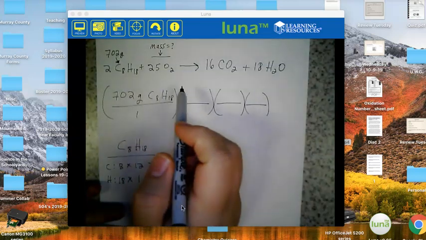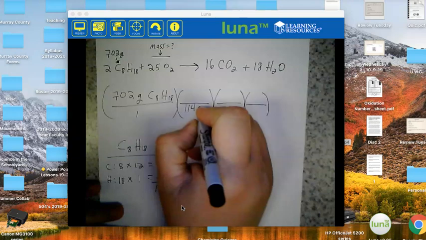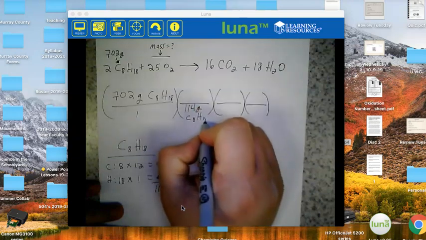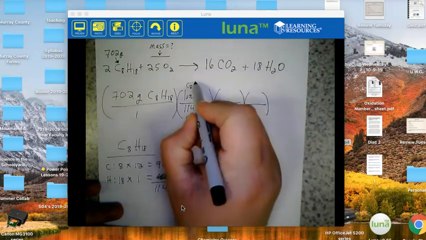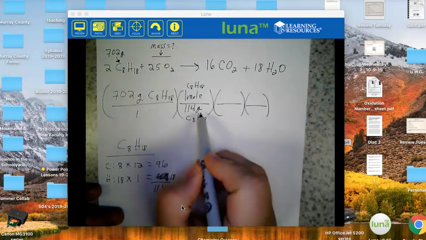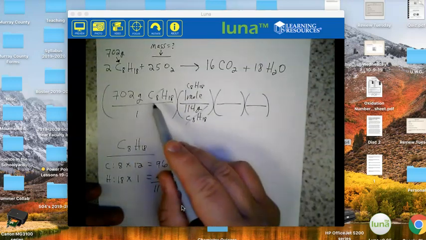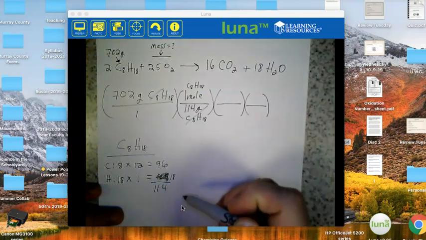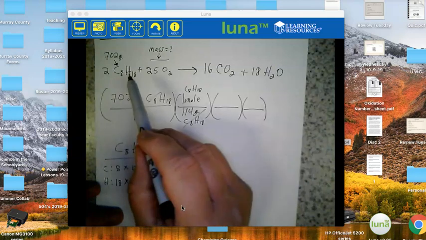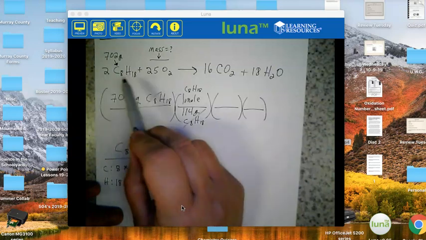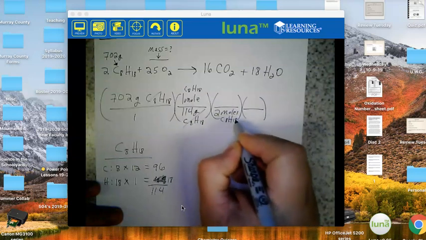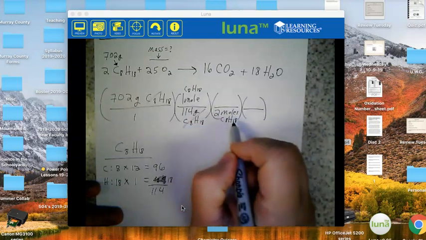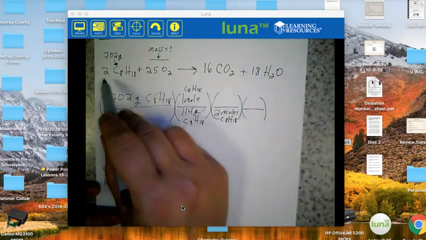Okay, so here we know that there's 114 grams of octane equal to 1 mole of octane. So units here cancel out, so I'm going from grams of octane to moles of octane. Now I need to look at my molar ratio. So here I know for every 2 moles of octane, the units for moles cancel out, and then that's equal to 2 moles.